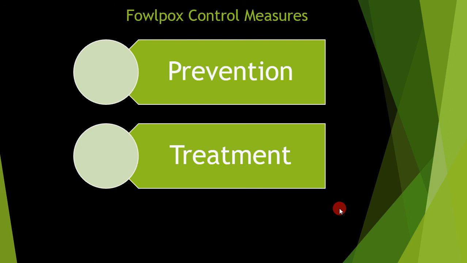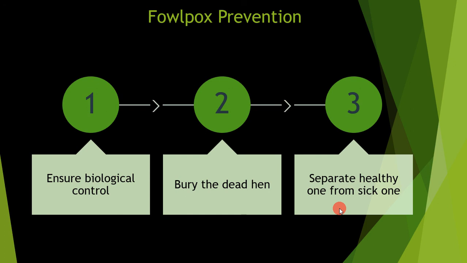Again, the control measures are the same as before: prevention and treatment. Prevention means ensure biological control, bury the dead hens, and separate healthy ones from sick ones. Every time I tell you this point, because it is very important for your poultry farm.